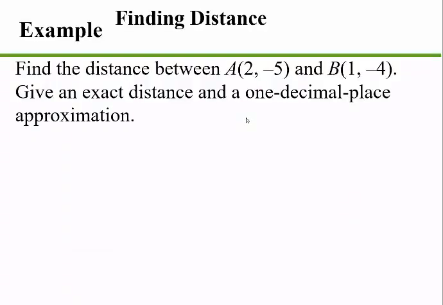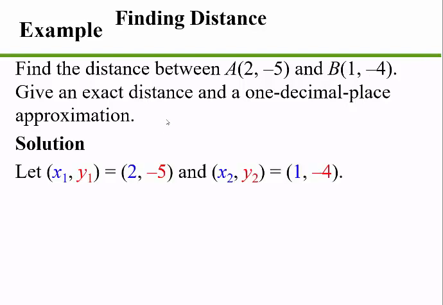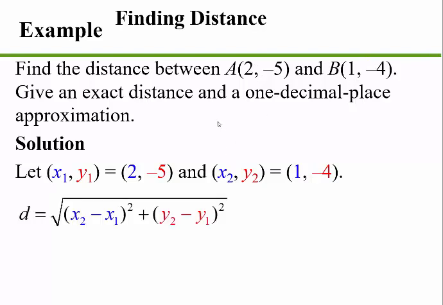All right, so let's do an example. Find the distance between point A, which is 2 comma negative 5, and point B, which is 1 comma negative 4. All right, so let's give an exact distance and then a 1 decimal place approximation. So again, I'm going to start by letting the first point be my x1, y1, and then my x2, y2 is going to be my second. So I'm simply going to plug it into this distance formula. Now, please forgive this. There's a typo that I'm going to explain on the next slide. So just notice it.